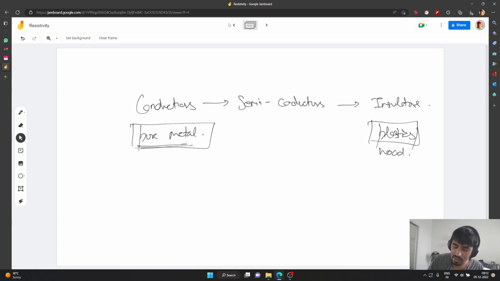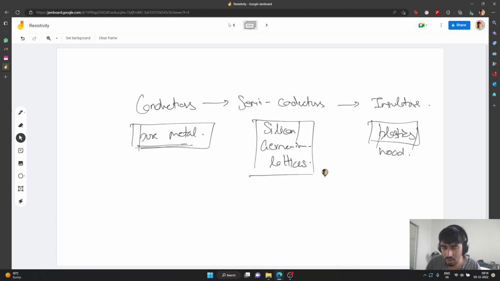On the semiconductor side, which is the more gray area, you have silicon-based or germanium-based lattices in the middle, right? So let's talk about this a little bit more, all three.